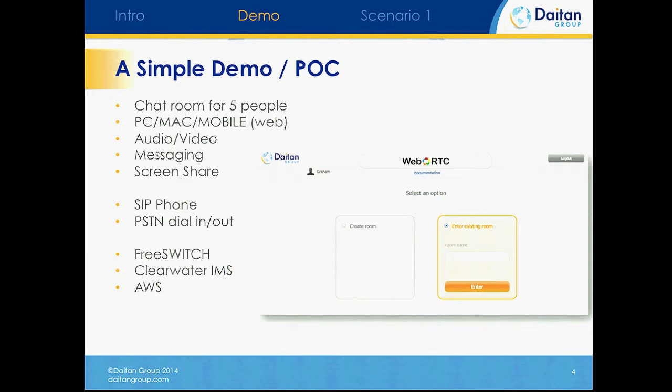OK, so this demo is built, in terms of technology, we're using FreeSwitch, we're using Clearwater IMS, which is an open source IMS core, and we're running this on Amazon Web Services. And everything we're doing is using open source components, and we're really just providing the glue to put that together.